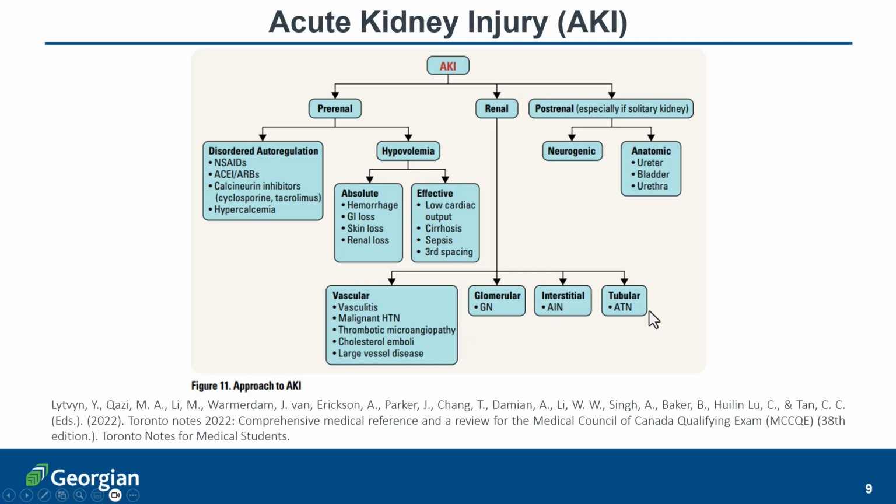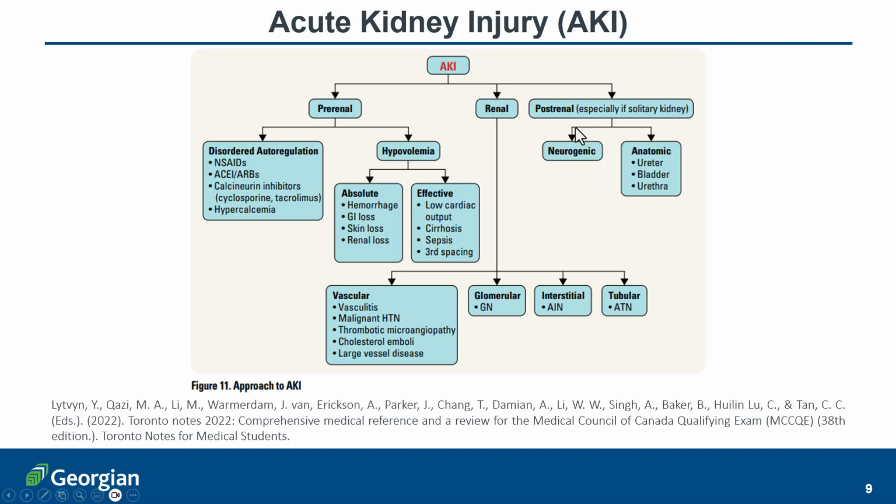Or if you damage the tubules, resulting in acute tubular necrosis. We're not going to look at acute interstitial nephritis, but either glomerular diseases such as acute glomerular nephritis or acute tubular necrosis, those are the renal causes of acute kidney injury. You're damaging the nephron, right? And we have about 1 million nephrons within the kidneys, and if you start damaging them, that's acute kidney injury.